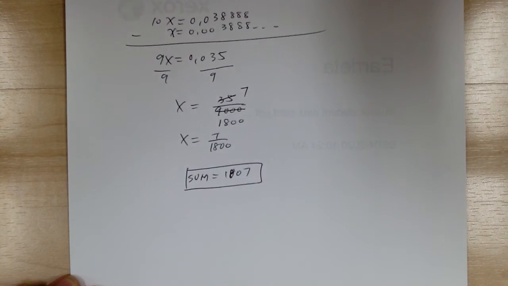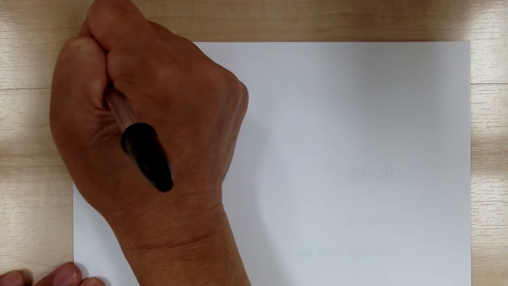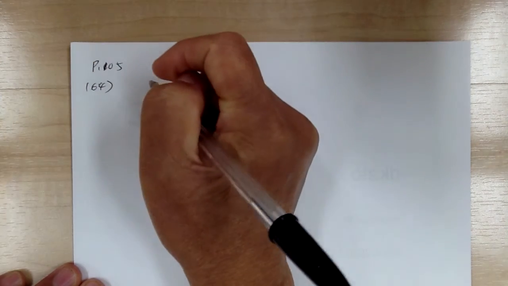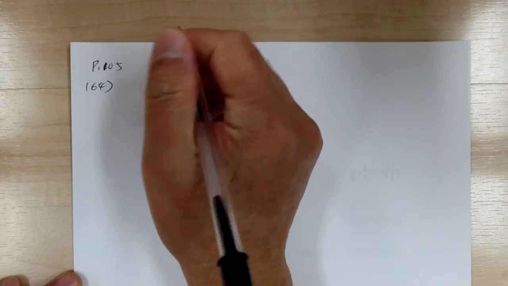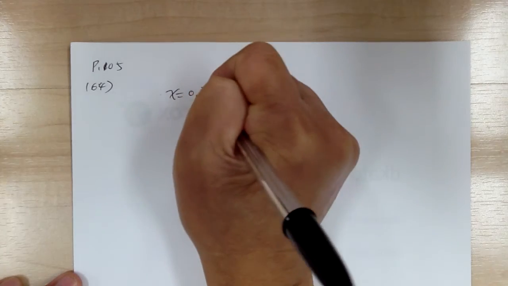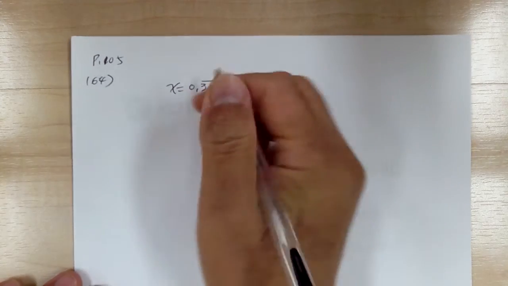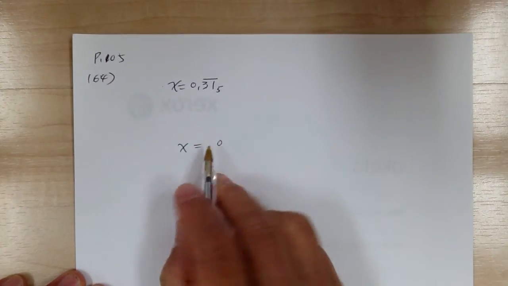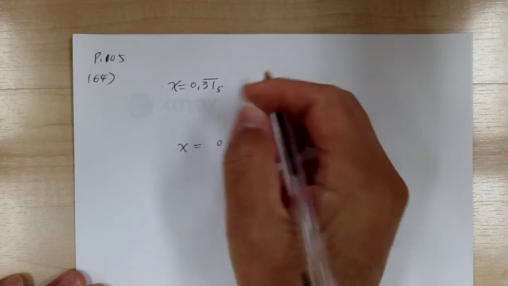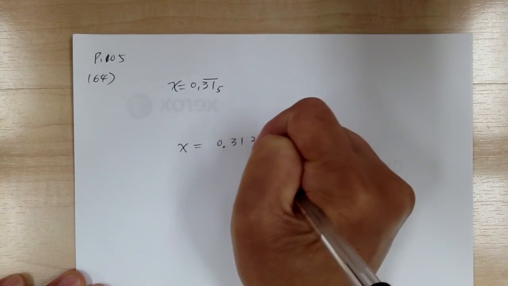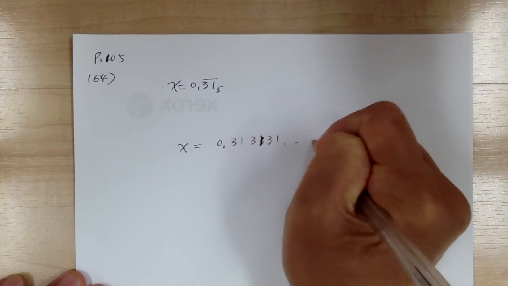Okay, let's go to number 164. So this is base 5. So you've got to be careful with this one. So x equals 0.31 repeating, and this is base 5. Okay, so let's write it out. So x equals 0. Leave a little bit of space over here, so when you shift over the digits, you have enough space to line up. Equal to 0.3131 31 and so on.